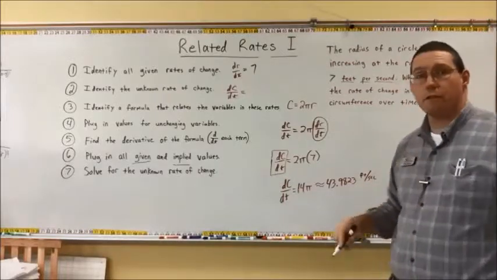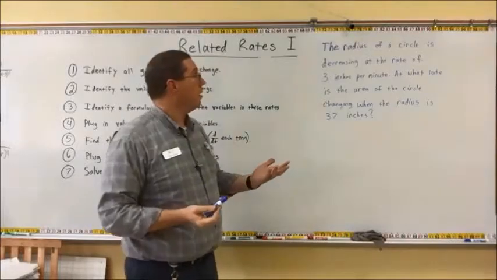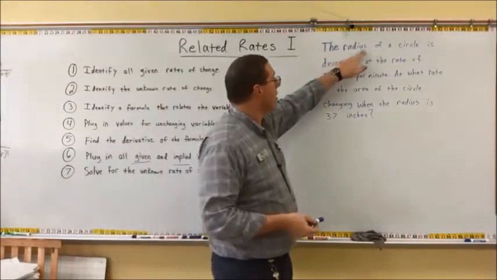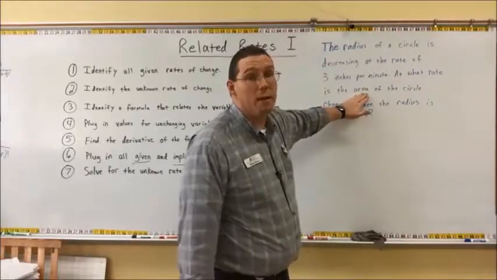Okay? There's our first example. Let's try another example. We have another example here. This one involves the radius of a circle, so we have another circle. We got the radius, and it also brings up the area of the circle.